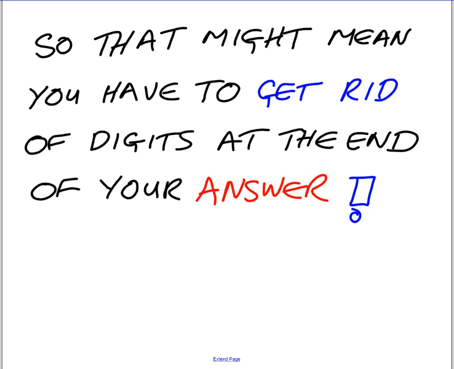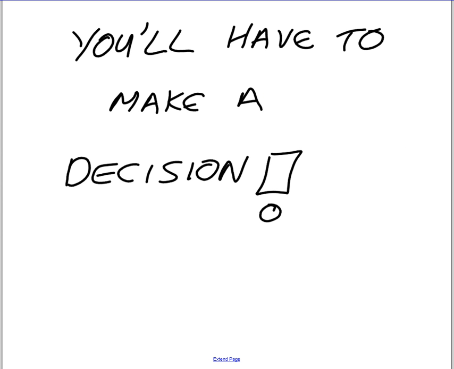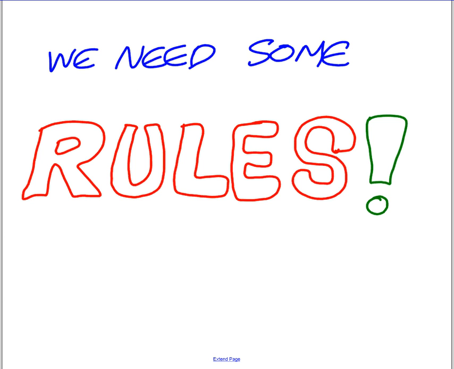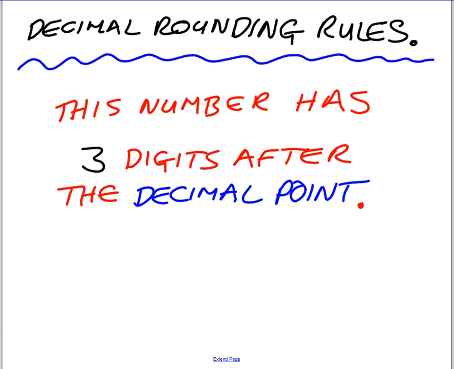So that means your calculator will just give you a numerical answer. It does not know what you're doing, what the story or context around it is. So you're going to have to get rid of maybe some digits. You're going to have to make your mind up, make a big grown-up decision here. So we're going to need some rules for rounding. Like it says, decimal rounding rules.